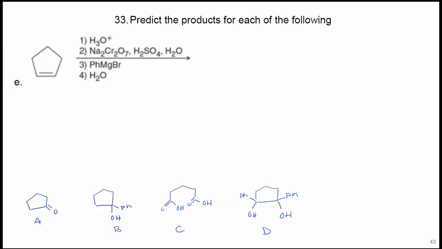All right, let's take a look at this one. So in the first step, we have acid, which can also be H plus and water if you separate those out. So what that is going to do is add an alcohol. So for step 1, we get an alcohol.